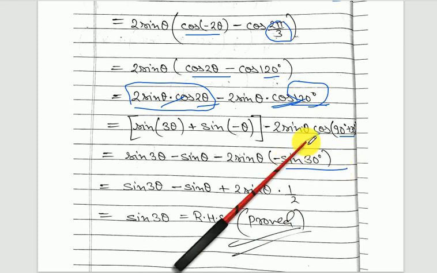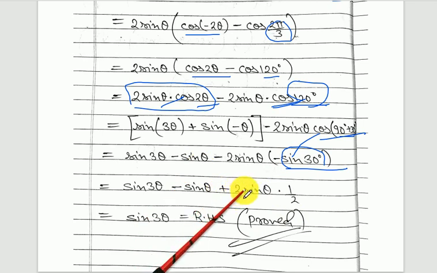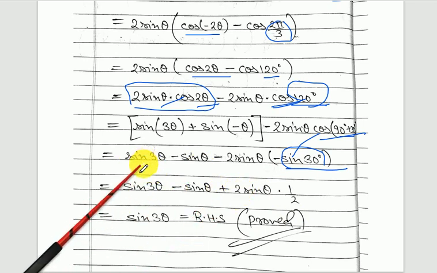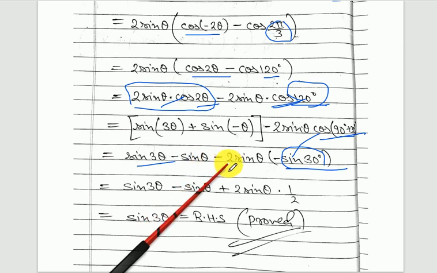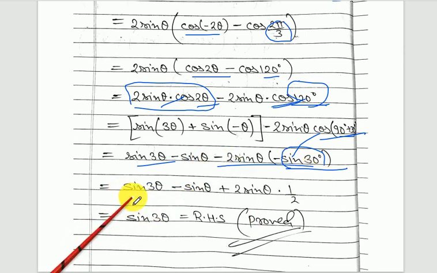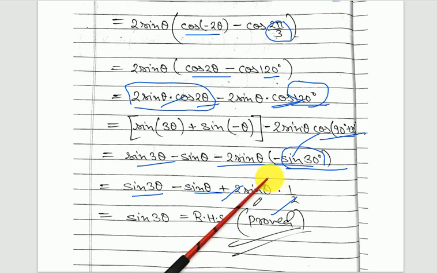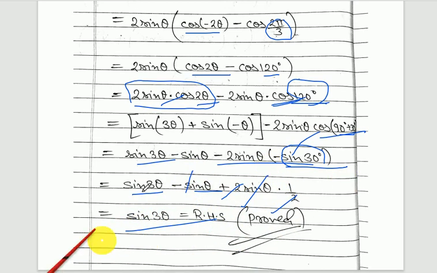Okay, for cos 120 you get minus sine 30, and sine 30 you know is half, so this becomes minus half. Okay, so minus minus plus. Okay, so you get this sine 3 theta minus sine theta minus this, so this becomes sine 3 theta minus sine theta plus 2 times sine theta into half. This cancels. Okay, and minus sine theta plus sine theta becomes 0. You are left with sine 3 theta, and this is all for today.